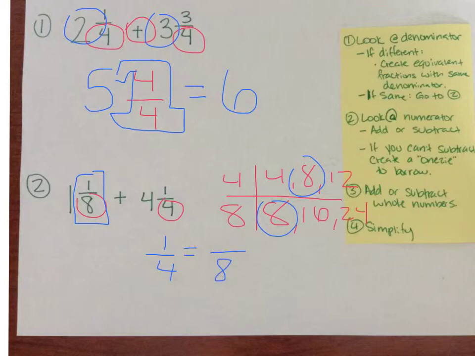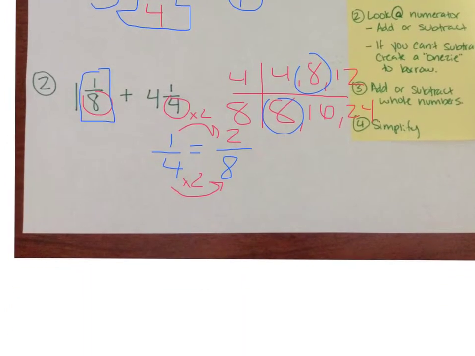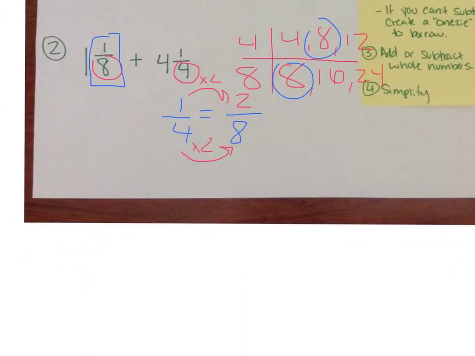Now you ask yourself, how did I get from 4 to 8? Multiplied by 2. Then we multiply the top. Remember, what I do to the bottom, I have to do to the top. So now I have 2/8. Excuse me, let me move my paper down here a little bit. My new fractions are 1 and 1/8 plus 4 and 2/8. Now I can start all around my steps again.